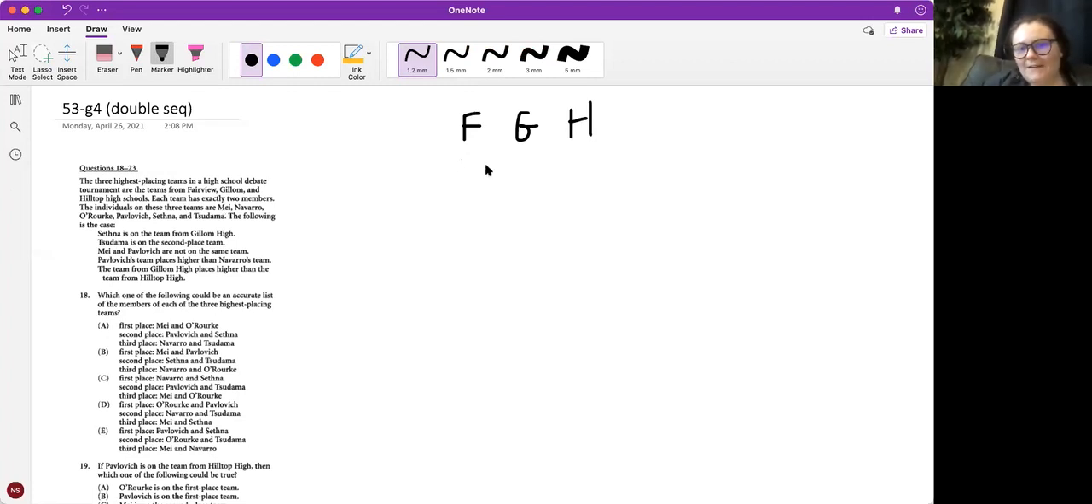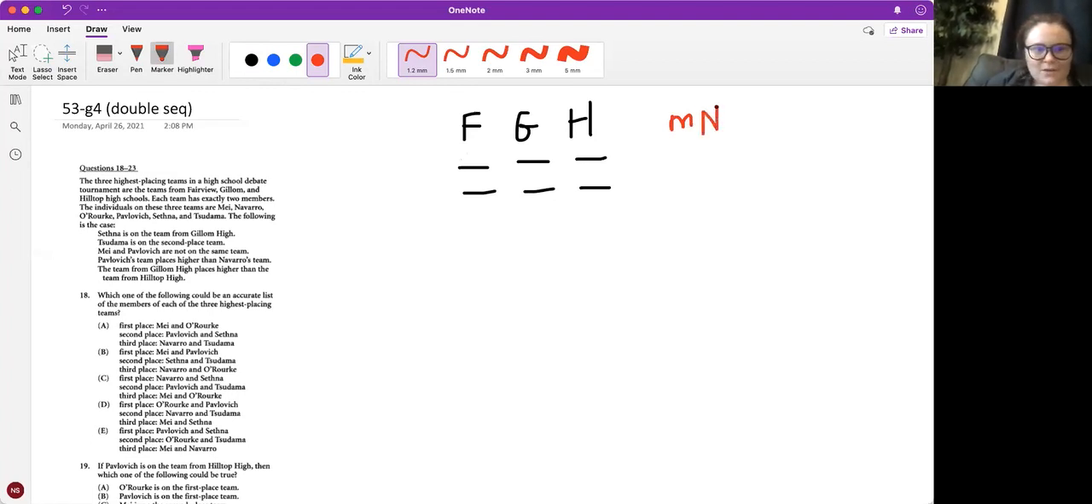Up to this point, I was like, oh, easy. They each have 2 members. I'm probably just going to put them on what team they're on. And then we know that our players then are M, N, O, P, S, and T. But then we realize that we also have to put these in order from first through third, right?